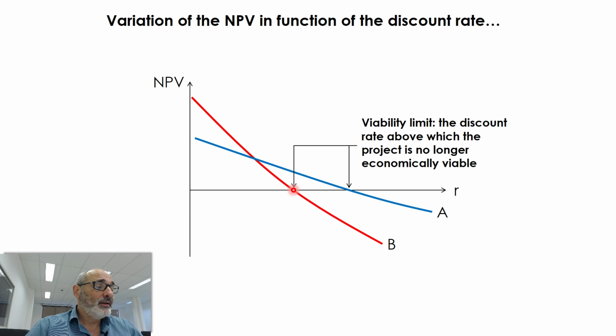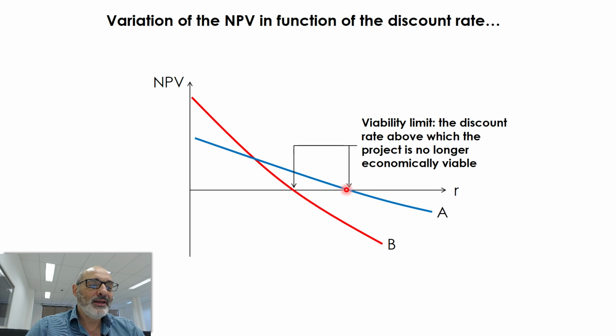Okay, that's the limit between having a profit and not having profit. So that's what we call the viability limit, the discount rate above which the project is no longer economically viable. So this number here, which zeros the net present value, represents the so-called viability limit, and the fact that the viability limit of project A is greater than the viability limit of project B tells us that project A is in some way more robust than project B.